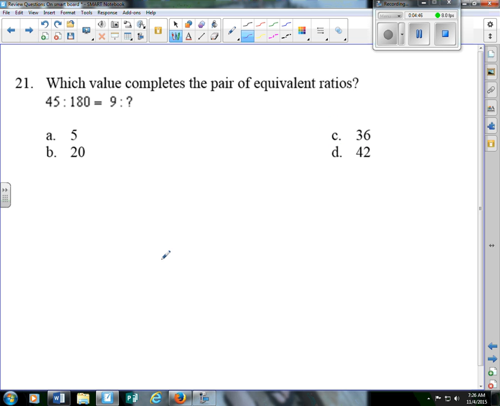Which value completes the pair of equivalent ratios? What am I doing to 45 to make it a 9? It's getting smaller, so 45 divided by 5. So we would have to do 180 divided by 5, and that's going to be 36. So the answer is C.